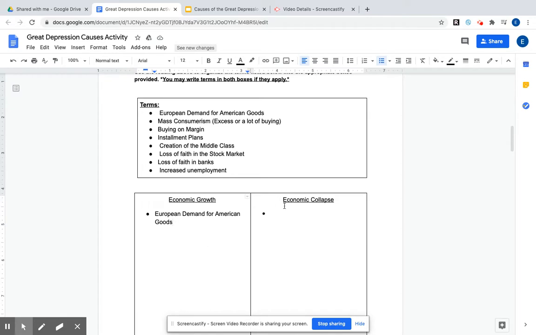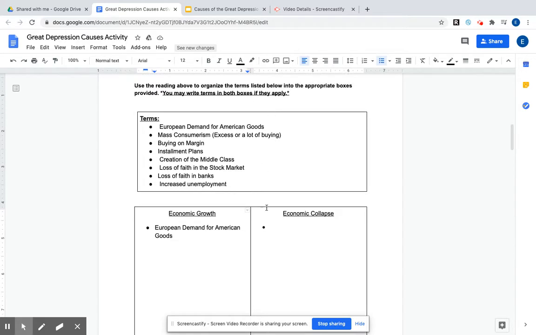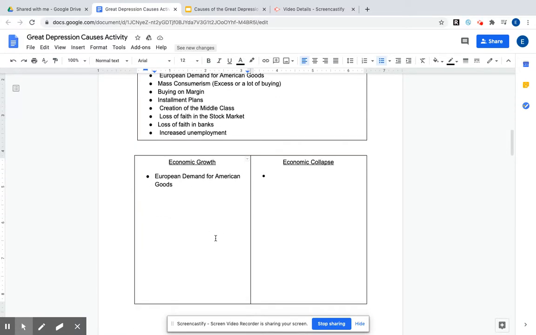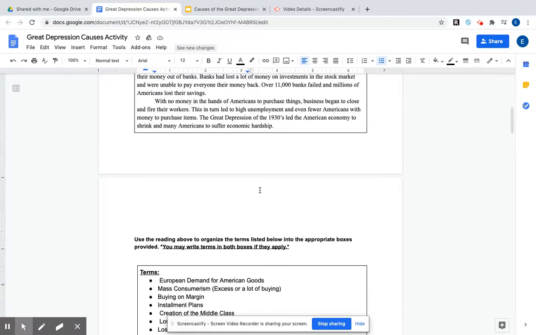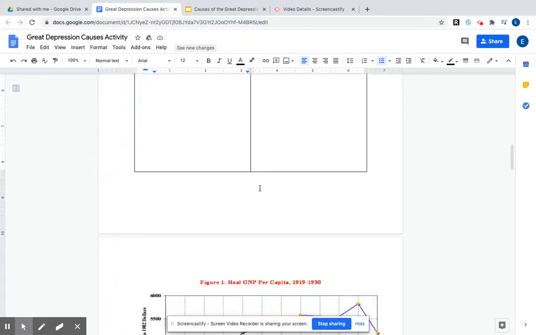Now, if you believe that also falls within both, because you could think that the Europeans, since they stopped in the 1920s, they rebuilt their factories, that contributed also to the economic collapse. You can go ahead and add any of these terms if you think that they apply to both columns or both of these sections. Go ahead and feel free to put them in both. Some of them aren't, some of them are. That will be up to you to decide based on how well you read the text and annotate it. That will help you a lot.